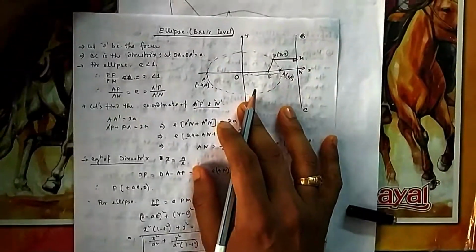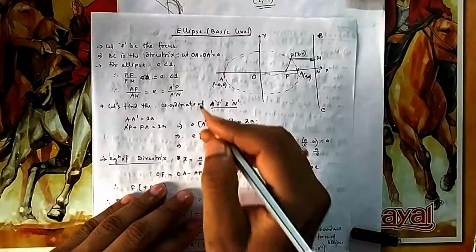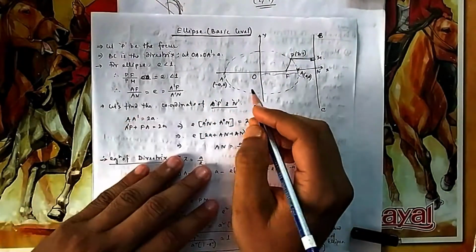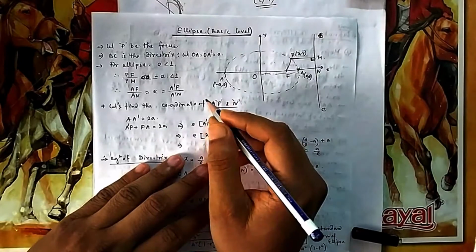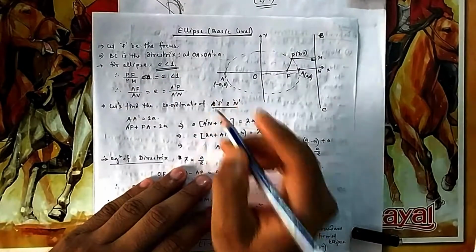So for the ellipse, what is our method? Now let's forget about the experiment. Let's come to hardcore mathematics now. So for mathematics, how do we define an ellipse? If the eccentricity is less than 1, then that becomes your ellipse.